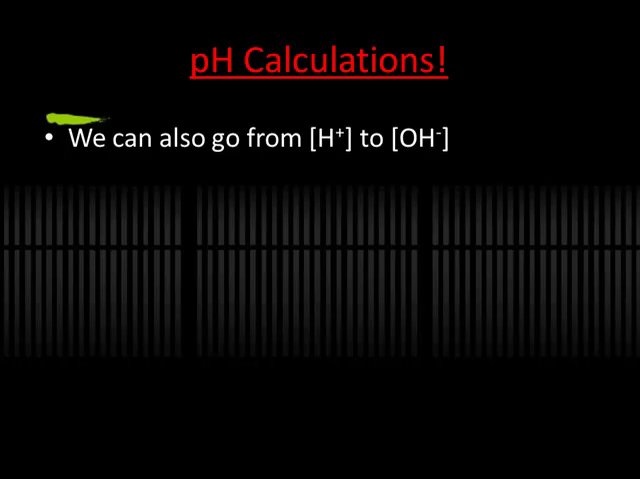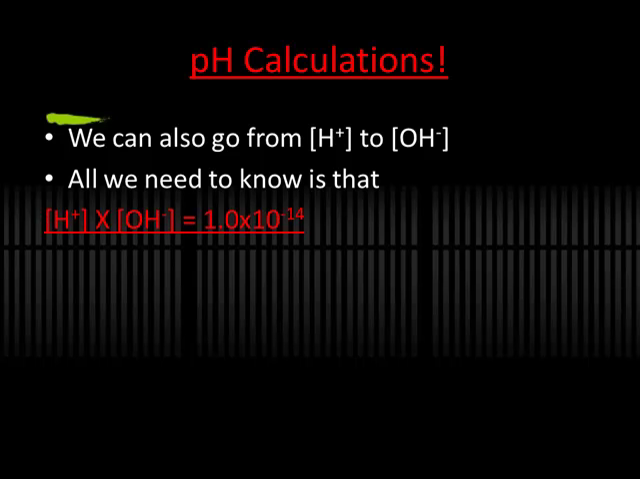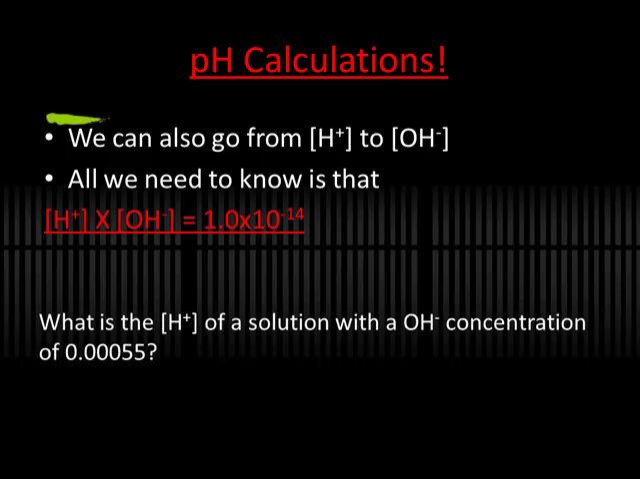We can also go directly from H plus to OH minus, but you don't have to. I'll show you some tricks so you can find shorter ways of doing some of these in a minute. All we need to know is that H plus concentration times OH minus concentration always equals 1.0 times 10 to the negative 14th. That's what water always breaks apart into.